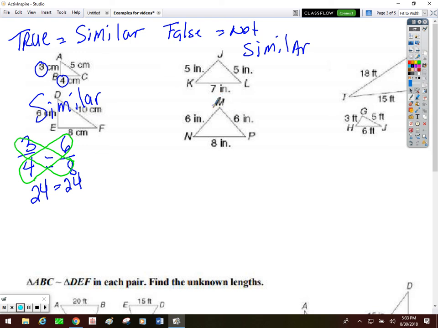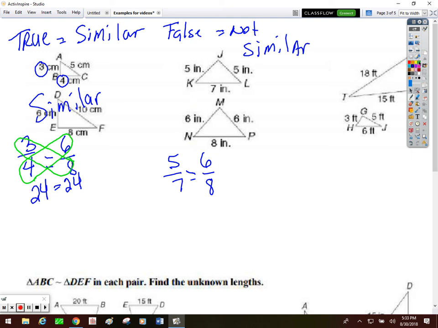So if I set up 5/7, the ratio of the top, I have JK over KL, which down here means I need MN over NP. If I set that up, 5 and 6 are in the same place on the line, and 7 and 8 are in the same place. Right now I notice, even though we just said this is 3 over 4, these are not similar. 5/7 is not equal to 3/4, so these should not be similar.